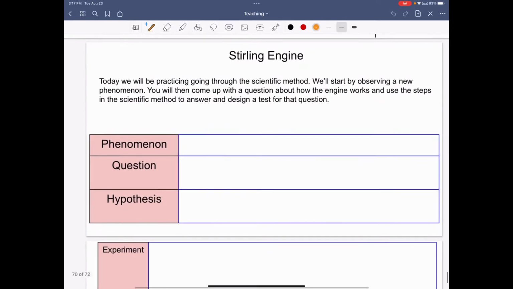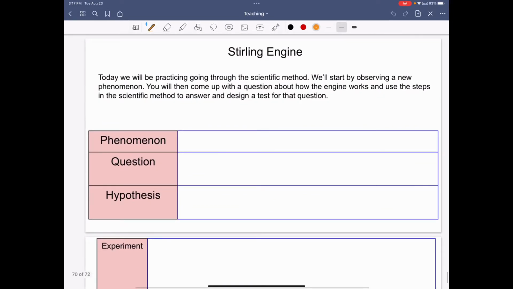Alrighty, so today we're looking at a lesson called the Stirling Engine. Essentially, we're going to be going through the scientific method with a brand new phenomenon, one that we haven't looked at before. Before showing you the phenomenon, I'm going to start off by going through the slides with you and going through a hypothetical situation of how you will fill out these slides on your own.